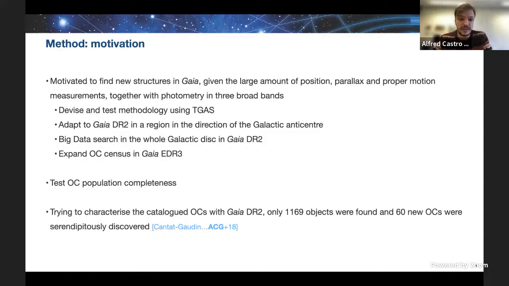We did that because we wanted to test the cluster population completeness, since we thought that the census was complete at nearby distances. We could already test that using TGAS. And we saw that when trying to characterize open cluster catalogs previous to Gaia data, we could only validate around half of them. And we already found a lot of new objects by chance, let's say. So we wanted to automate this search.